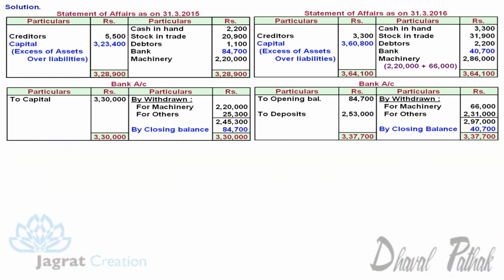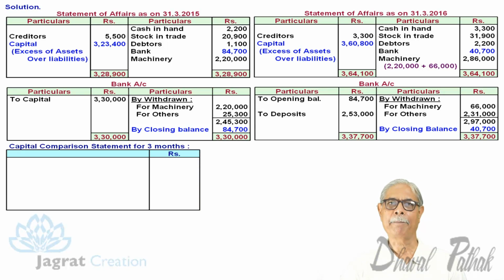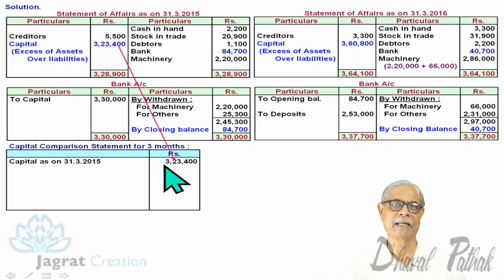Now I want to find out the profit. For the purpose of finding out the profit, capital is to be compared. I want to find out the profit for 3 months. So in 3 months, what is the opening capital? The capital with which the business was started, 3,30,000. And what is the capital as on 31/3/2015? 3,23,400. Now these two capitals are to be compared. This change in capital occurs because of drawings, additional capital and profit. You are not given any information for additional capital, but you are given information for drawings. So this is the closing capital that I write here.